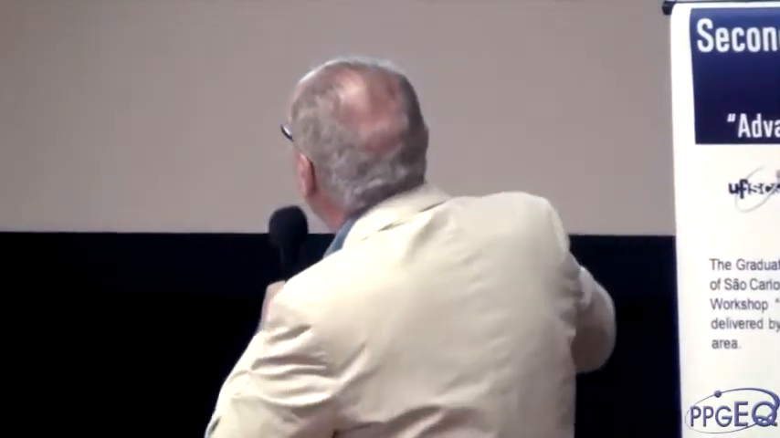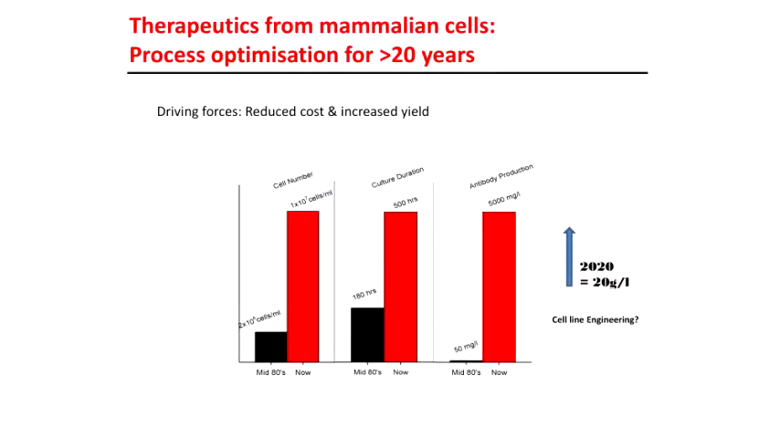Over 35 years since the cloning of insulin in 1978, the development of this technology has risen. We'll take an example of antibody production, from 50 milligrams per liter to 5,000 milligrams per liter. So it's really a very important and significant increase in production in this field.